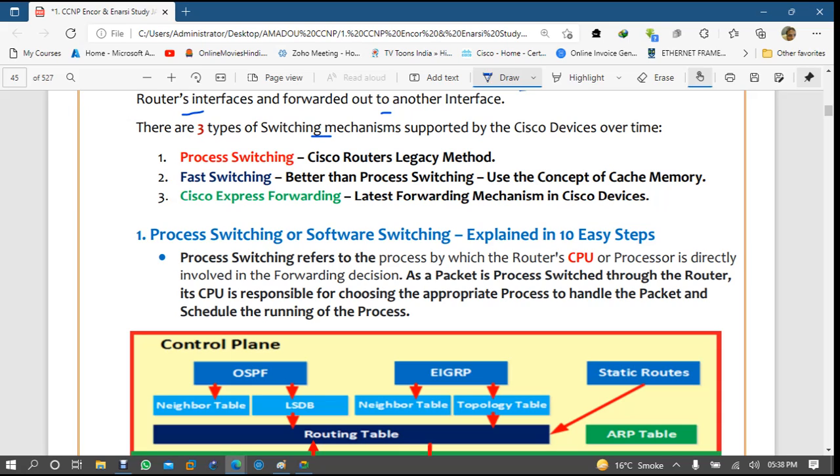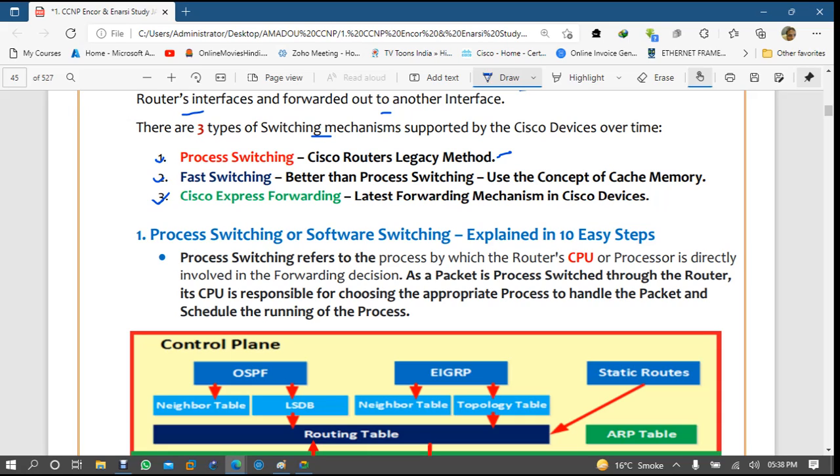So you can see here the switching mechanisms supported by Cisco. We have three: process switching, fast switching, and Cisco Express Forwarding. Process switching is the oldest mechanism used by Cisco routers, but nowadays you will not find it. It was used when we were using IOS versions before 12.x. After 12.x, fast switching came, and after 12.4, Cisco Express Forwarding came.